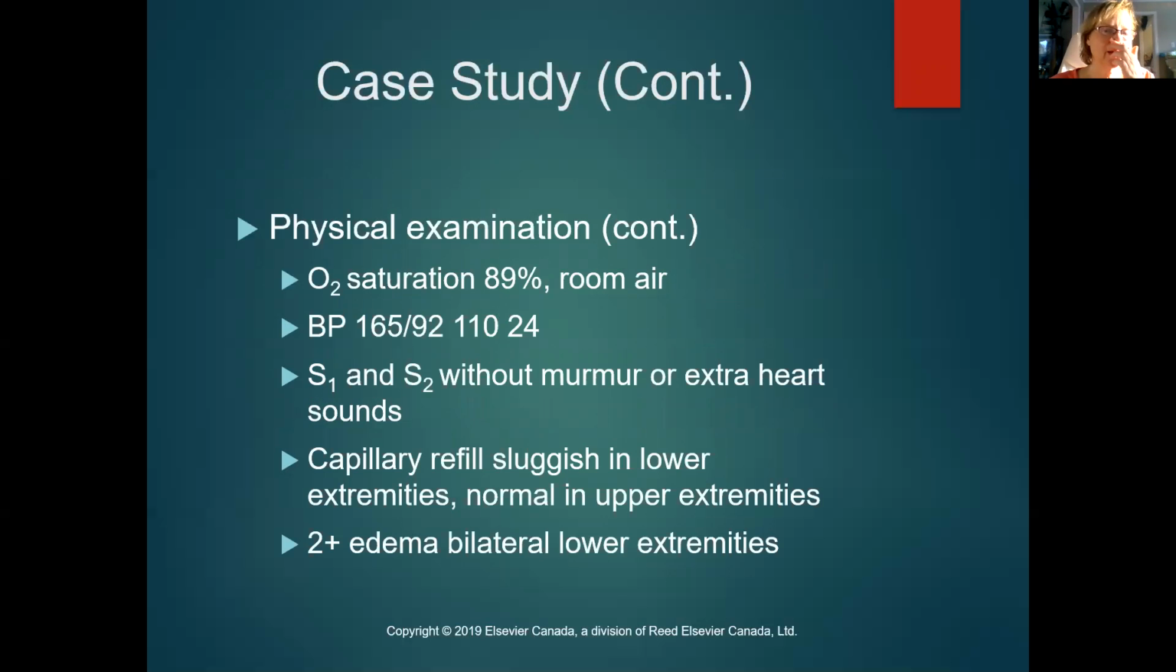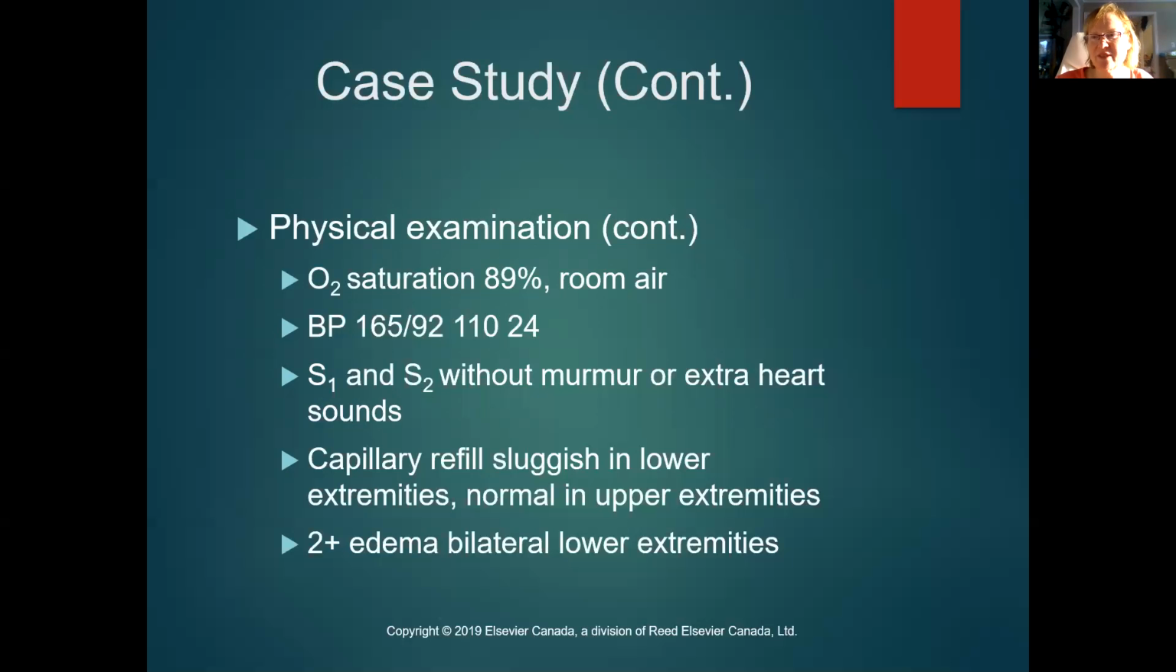Yeah, hypertensive. Heart rate a little bit tachy at 110. Respiratory rate at 24. What do you think? Yeah, tachypneic. She's got S1 and S2 sounds. Remember, that's lub-dub, without a murmur, no extra heart sounds. Capillary refill is sluggish in her lower extremities, but normal in her upper extremities. And she's got 2+ edema, bilateral in her lower extremities.